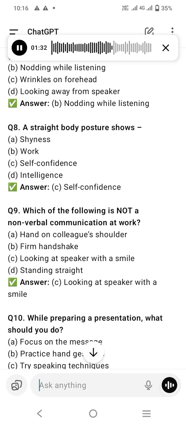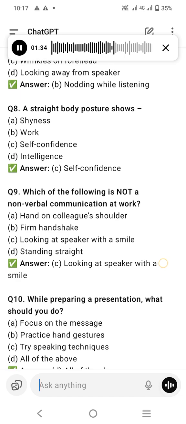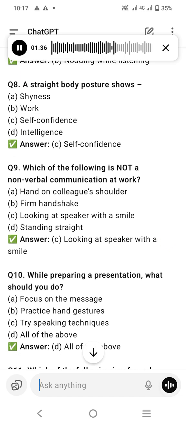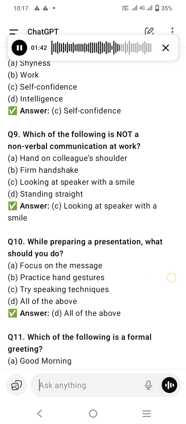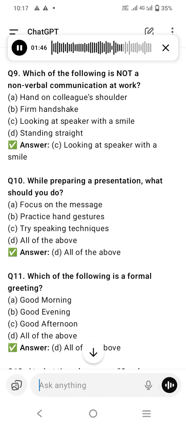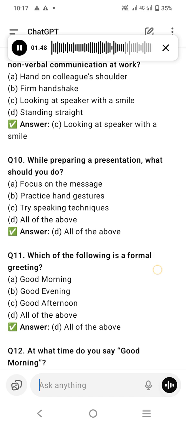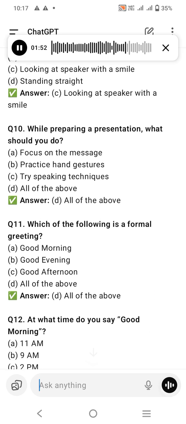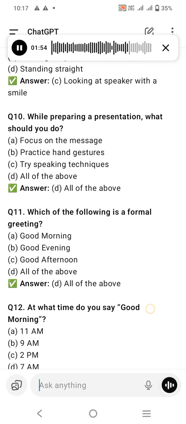Q9. Which of the following is not a nonverbal communication at work? A. Hand on colleague's shoulder. B. Firm handshake. C. Looking at speaker with a smile. D. Standing straight. Answer. Looking at speaker with a smile. Q10. While preparing a presentation, what should you do? A. Focus on the message. B. Practice hand gestures. C. Try speaking techniques. D. All of the above. Answer. D. All of the above.